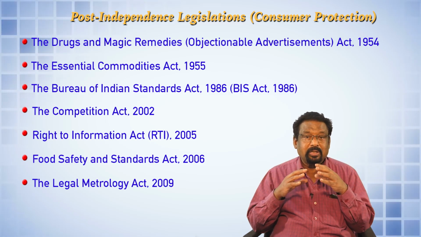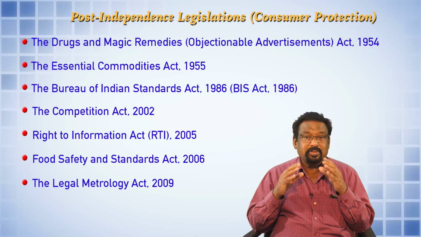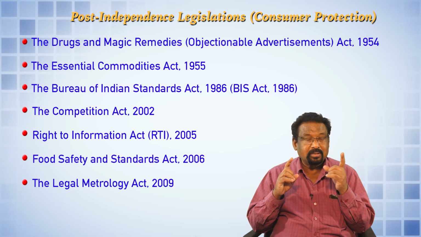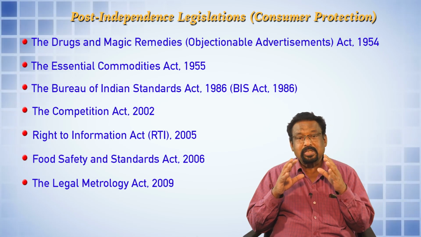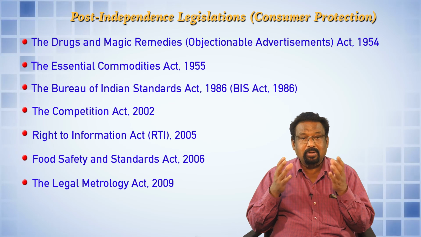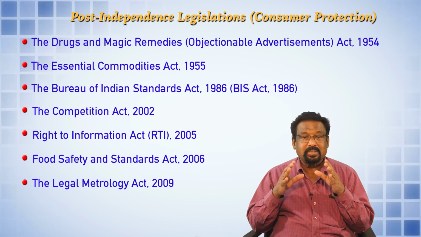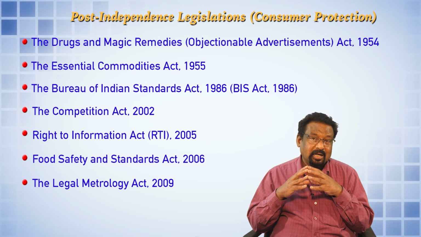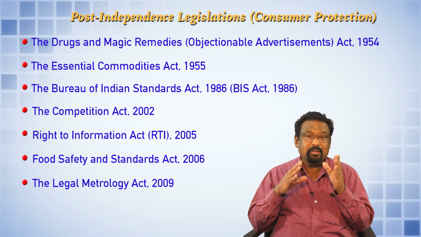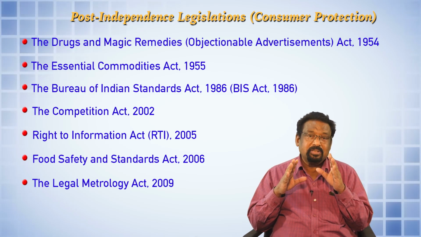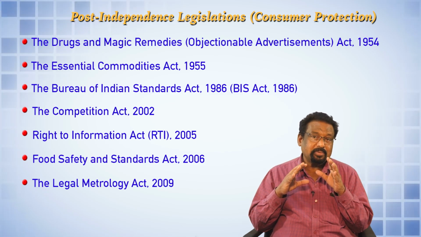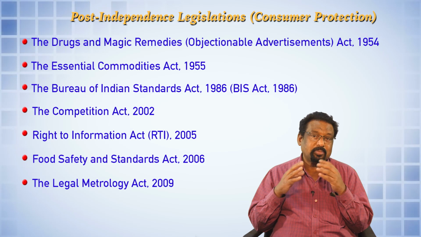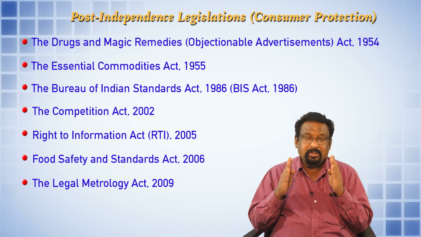Then another important one is the Food Safety and Standards Act, passed in the year 2006. Earlier, the old act was known as the Prevention of Food Adulteration Act 1954, which has been completely modified and brought under the one umbrella of the Food Safety and Standards Act 2006. And another major important act is the Legal Metrology Act 2009. These are laws closely related to the protection and promotion of the interest of consumers.